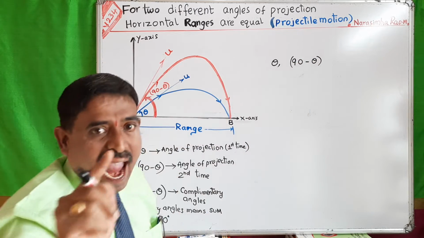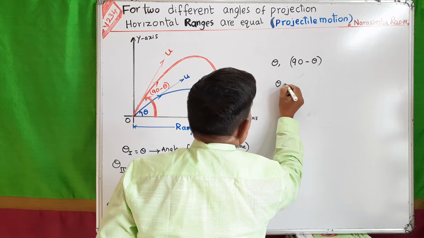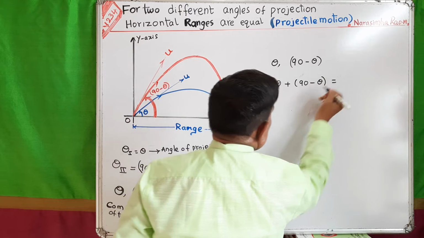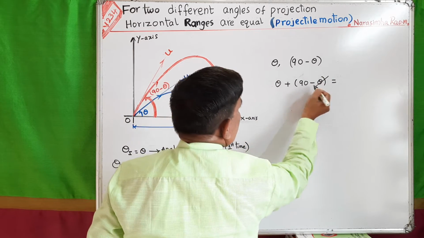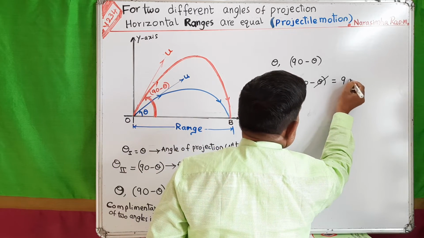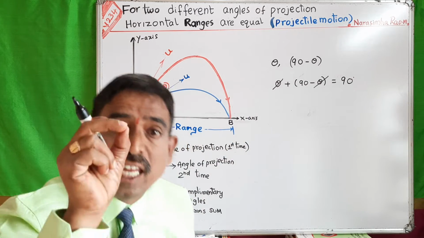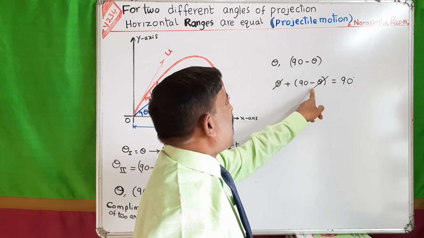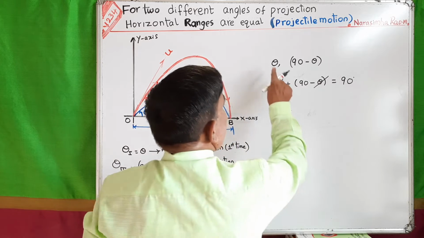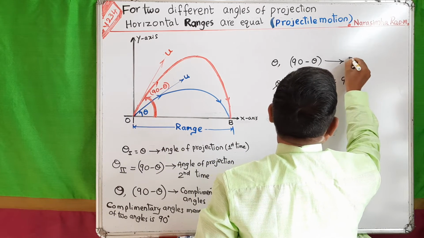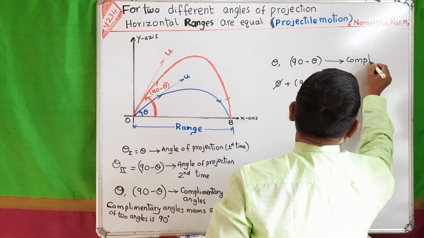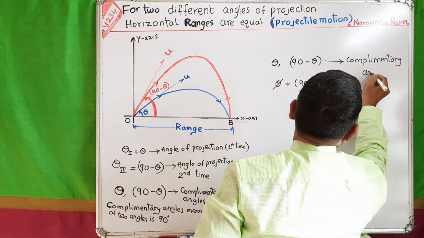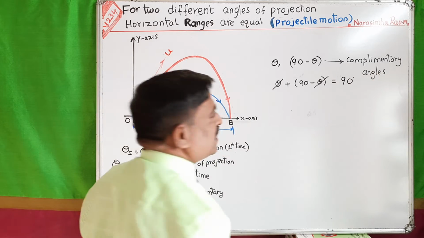Add these two angles: theta plus 90 minus theta. Plus theta minus theta cancelled, the total is equal to 90 degrees. If we add these two angles, the sum of the angles is 90 degrees. These two angles we are calling complementary angles.